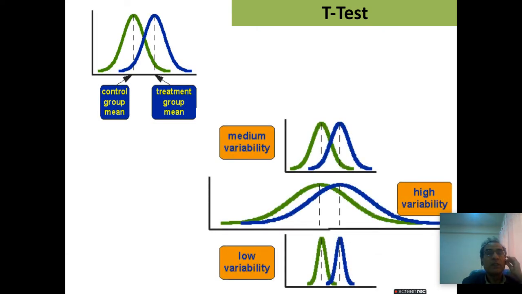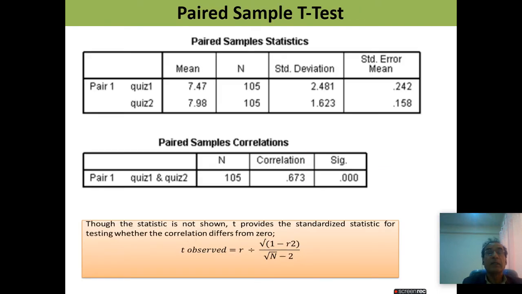So you mean we can find the variability between these three. Next, the second type of test is the paired sample t-test.